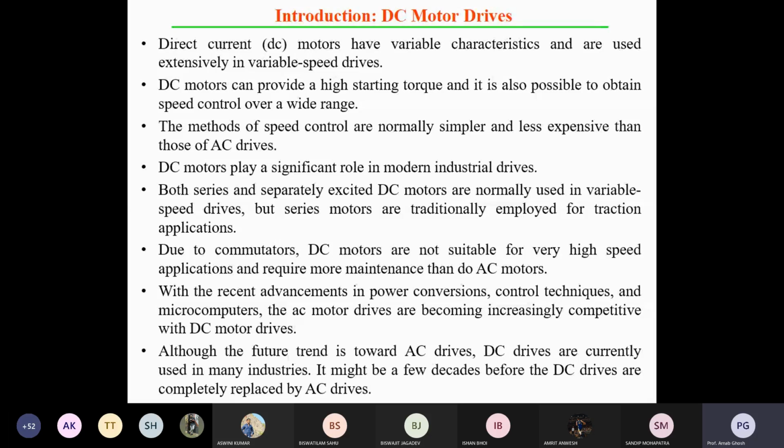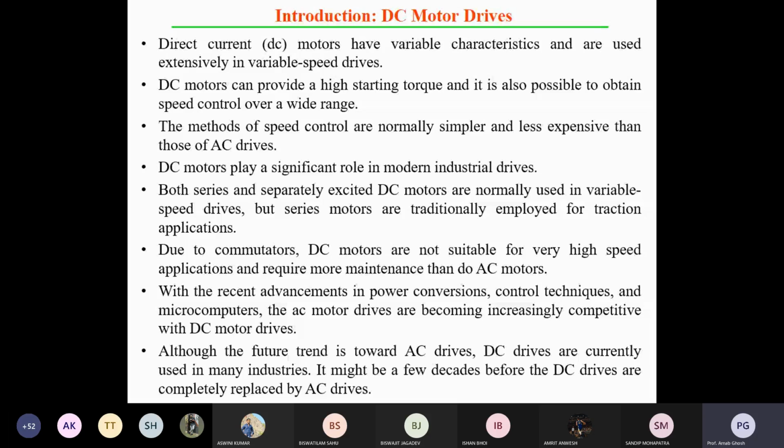So as I told you, the future trend is towards AC drives. DC drives are currently used in many industries. It might be a few decades before DC drives are completely replaced with AC drives. Then another important feature, the controlled rectifier.